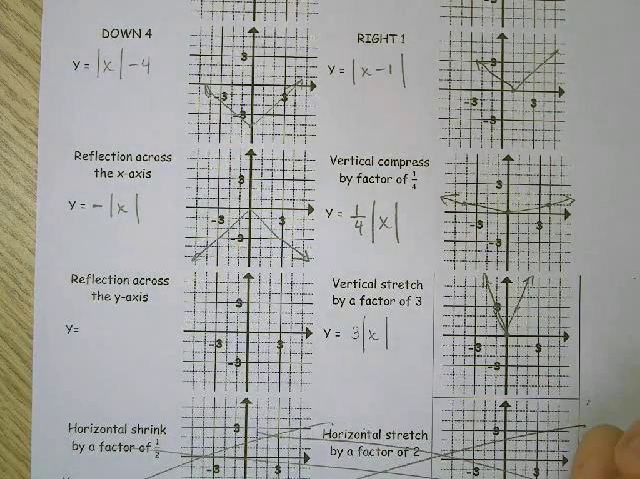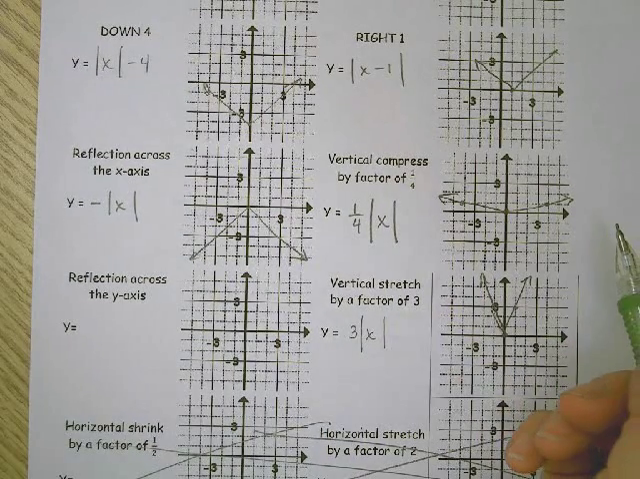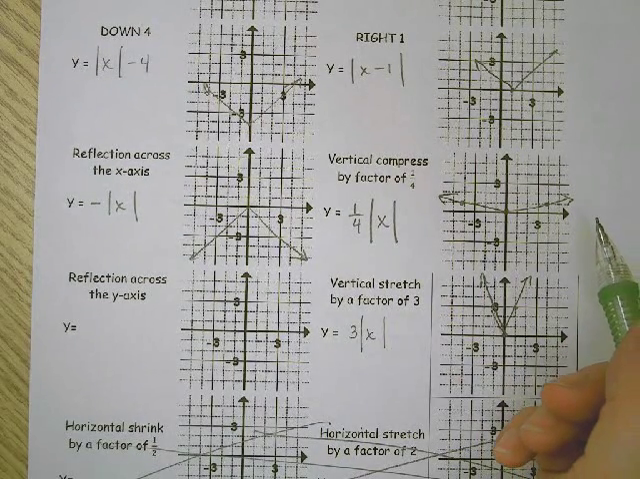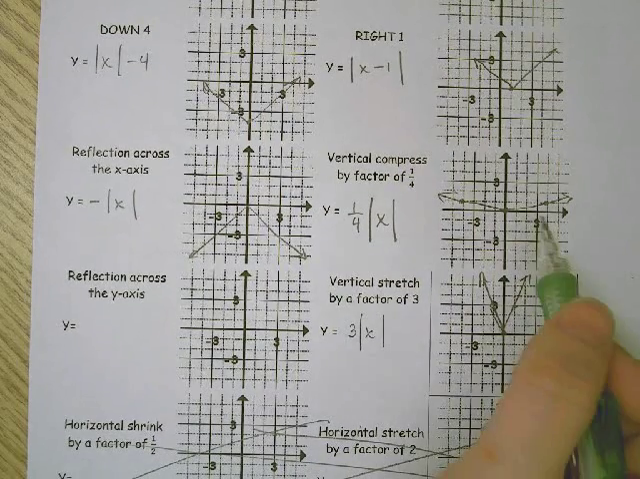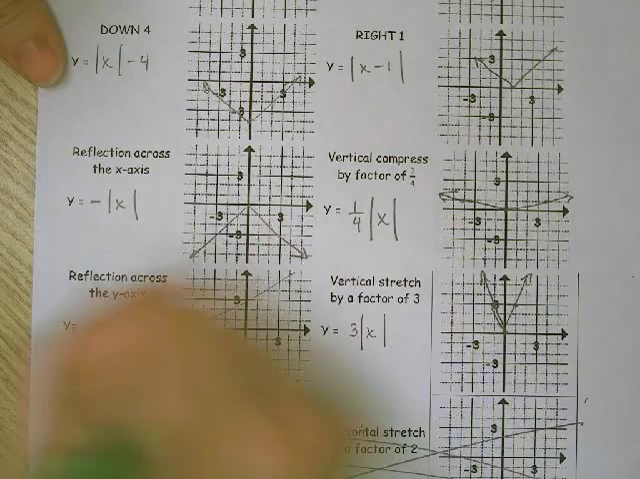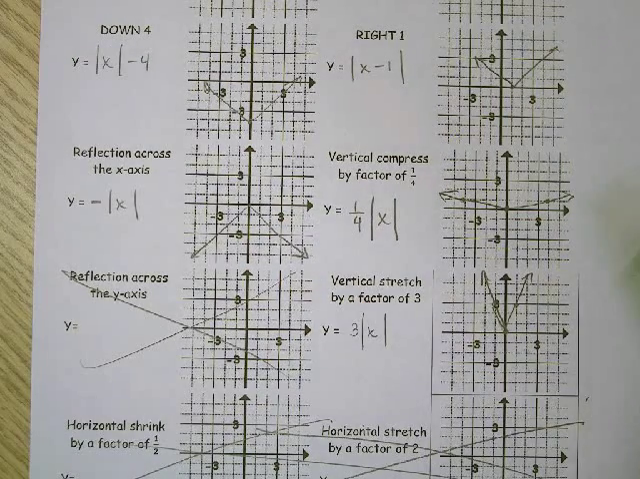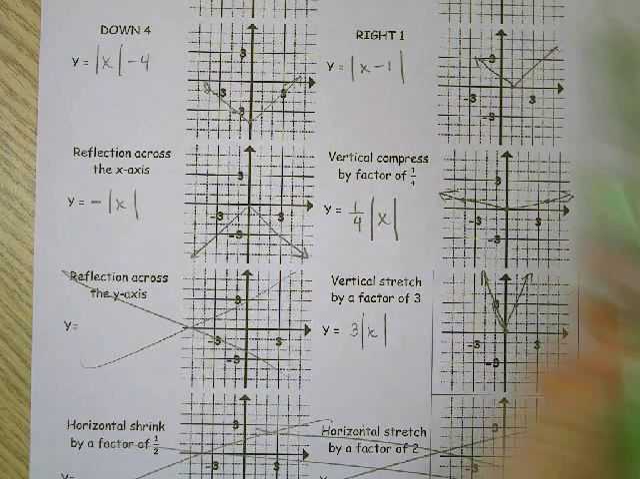pointing down. Reflection across the y-axis is going to look exactly the same with the absolute value. So we're not going to worry about that one too much either. So those are the different transformations.